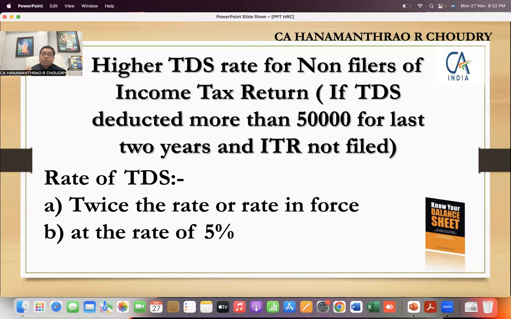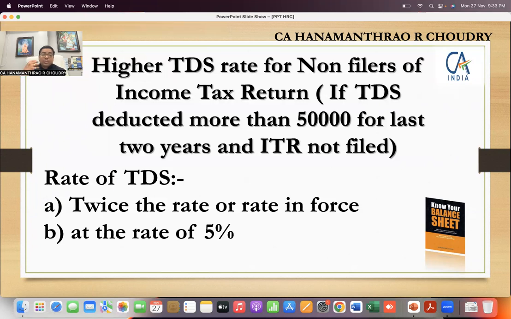Higher TDS rate for non-filers of income tax returns. The first one is 20% if your Aadhaar and PAN are not linked with the supplier's. There is a TDS of 20%. In the second case, the higher TDS rate for non-filers of income tax returns applies if TDS deducted is more than 50,000 for the last 2 years and ITR is not filed.